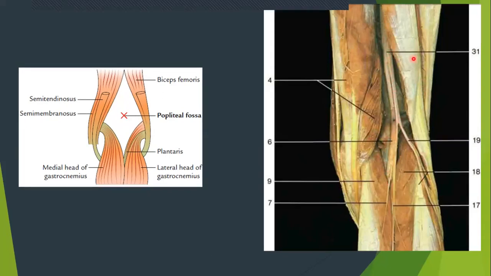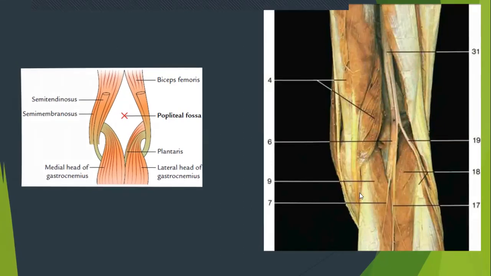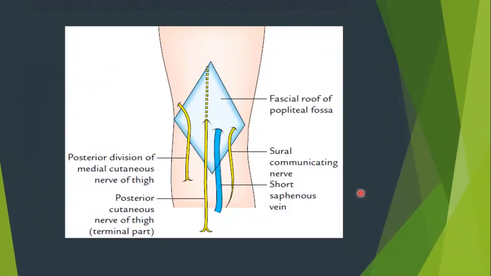Now, how will you know this is lateral, this is medial? Maybe you can use the muscles: where you see a muscle with a very long tendon, that is semitendinosus, so that is medial. Also, you can see here a nerve accompanying the tendon of the muscle. Where you see a nerve accompanying a tendon of a muscle, that is the lateral, because this is the common peroneal nerve accompanying the tendon of biceps femoris muscle. Now, these are the structures which were in the roof.